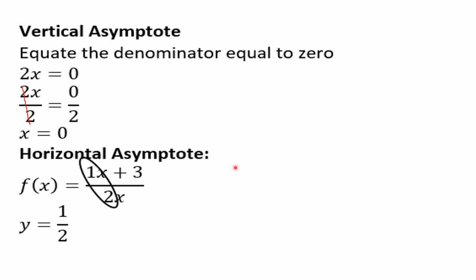For the horizontal asymptote, you compare the degree of the exponent from the numerator and the denominator. Which one has the highest value of exponent? Of course, the same. So they have the same degree of exponent. The exponent of our numerator is 1, and the exponent of our denominator is also 1, their leading terms. So we just copy the leading coefficients, which is the 1 and 2. So y is now equal to 1/2. So that is our horizontal asymptote.